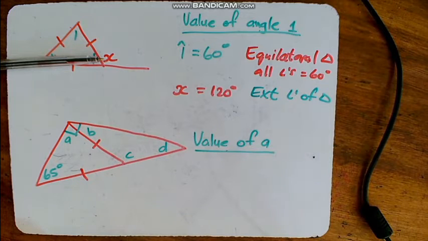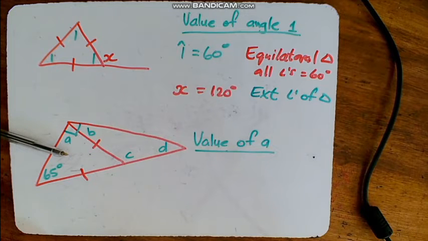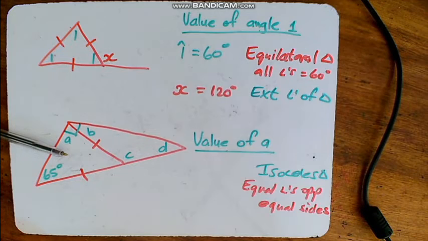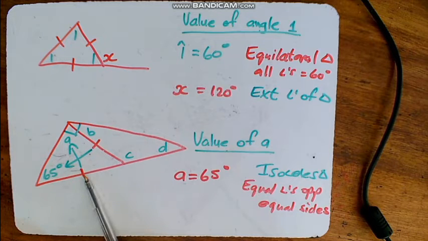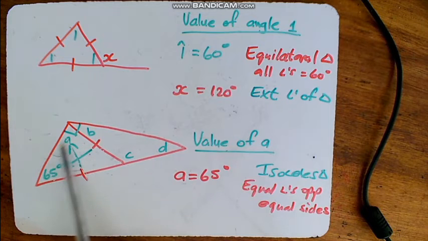Looking at the next question, we want to find the value of A. What type of triangle is this? Correct, isosceles triangle. Right, and the reason we use this is that equal sides are opposite equal angles. This means that equal sides will always project equal angles. So A has to be 65.